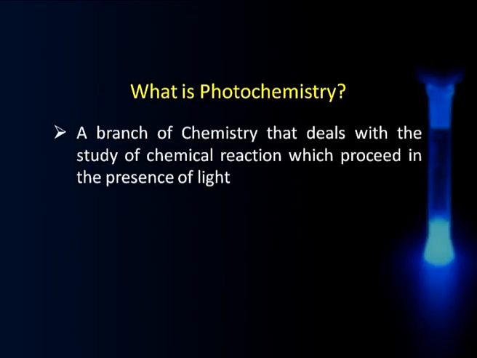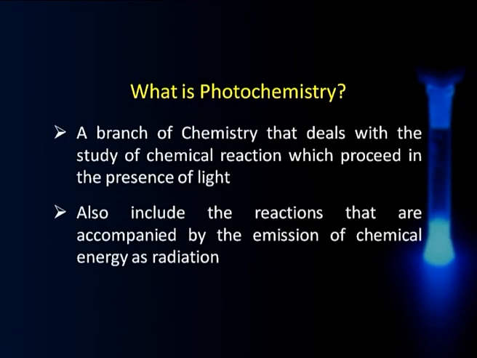Now let us make a beginning by defining what we understand by photochemistry. Photochemistry basically is a branch of chemistry that deals with the study of chemical reactions which proceed in the presence of light. As the name suggests, photo means light, that means chemistry as a consequence of light. That is one common way of putting it.